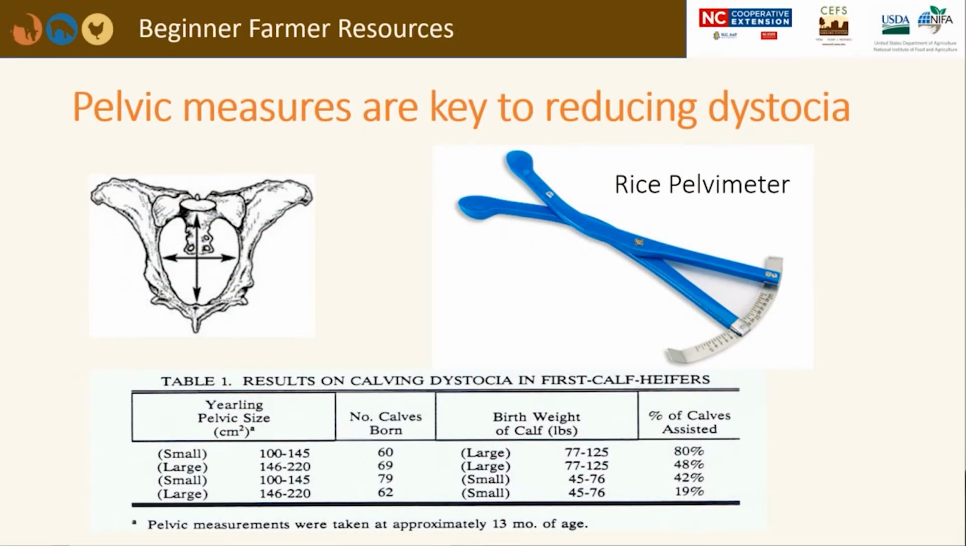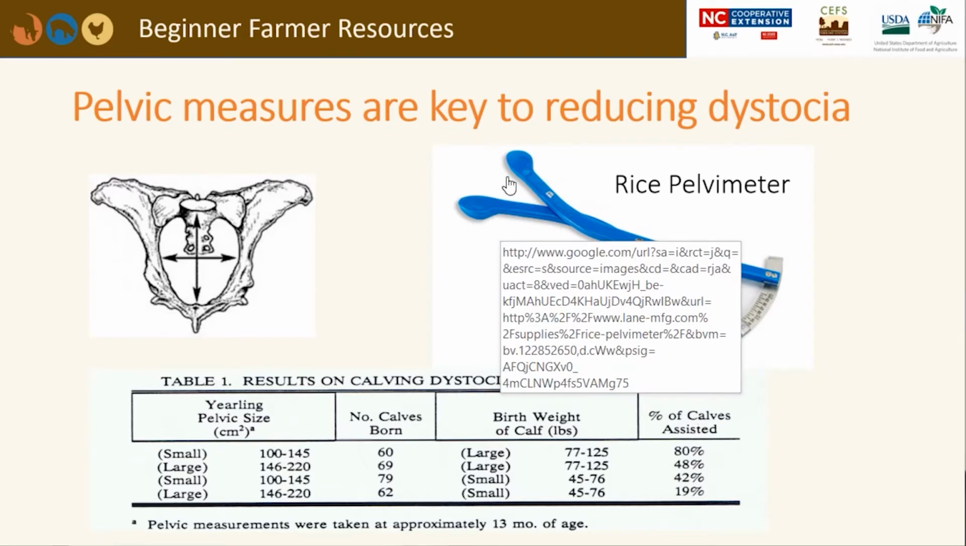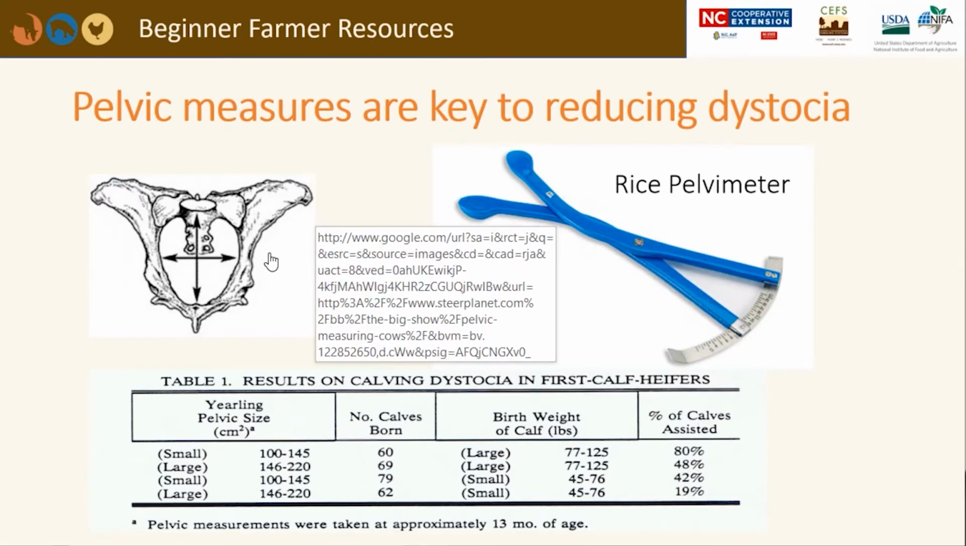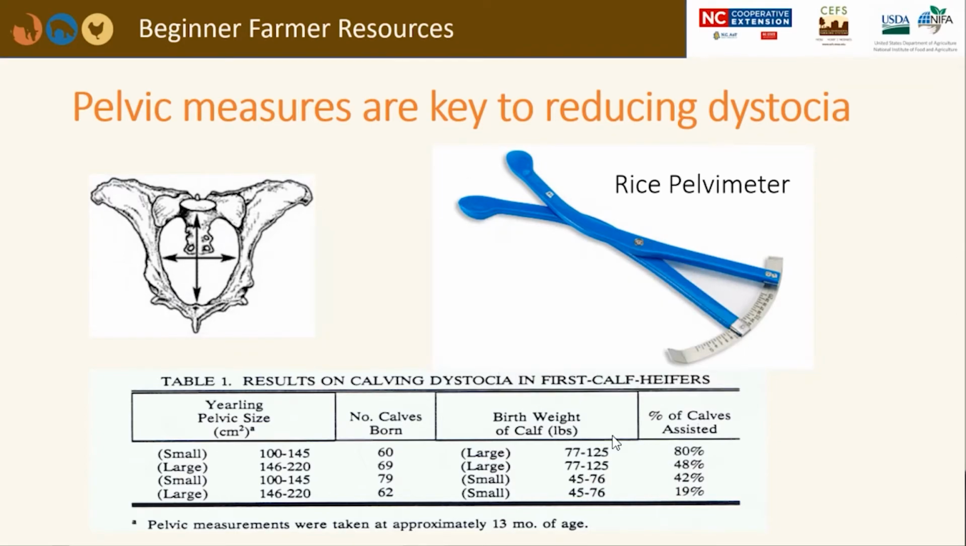Shown on this slide is a Rice pelvimeter. This little tool is used to go through the rectum of the cow, of the heifer, and then the bottom part is held together with the hand, and as this is dragged through the pelvic opening, it can help us measure the height and the width of that pelvic opening. Now, a little bit of data on this slide shows that heifers with a small pelvic area had a high incidence of calving problems.